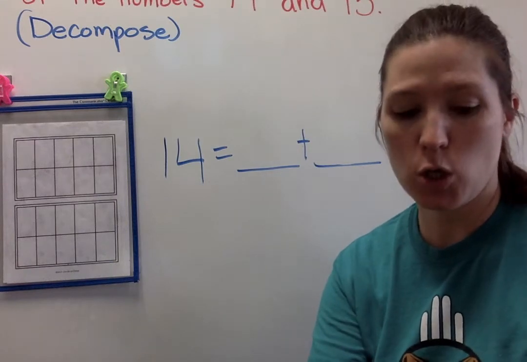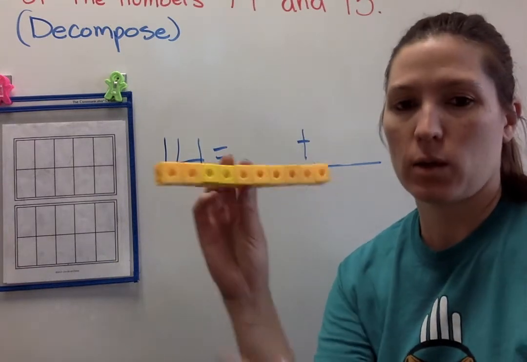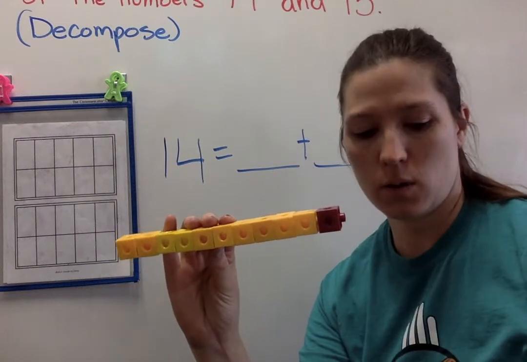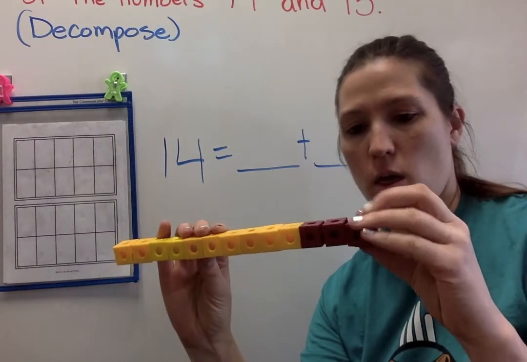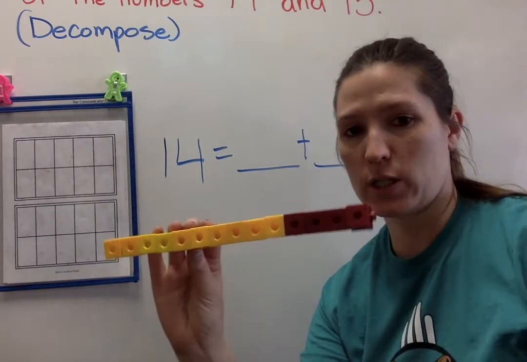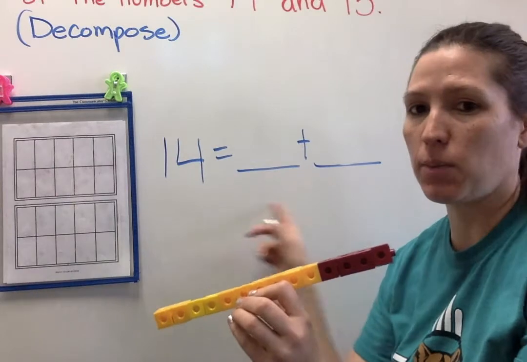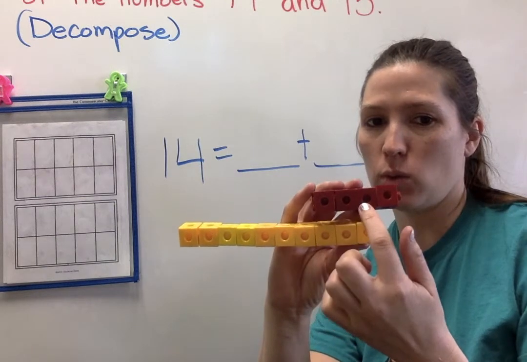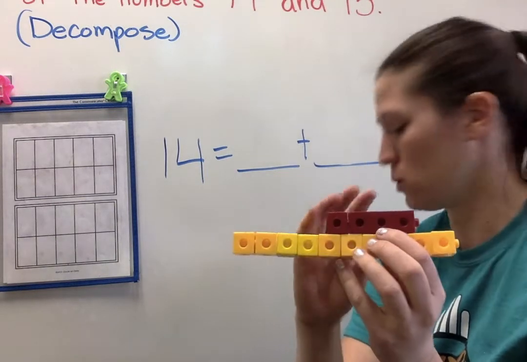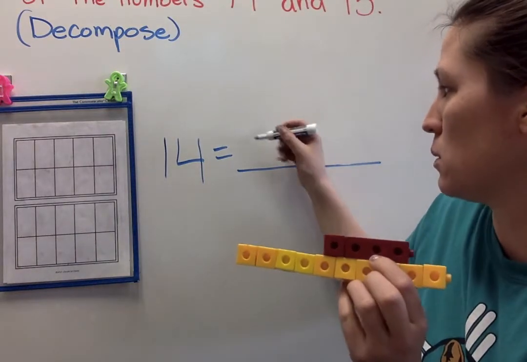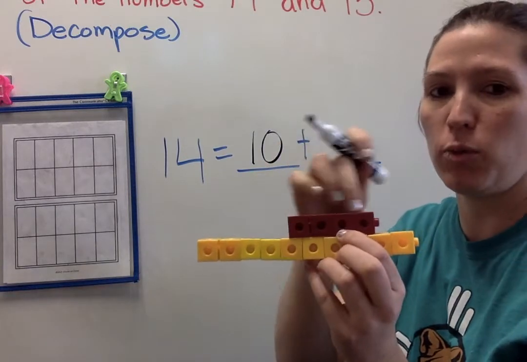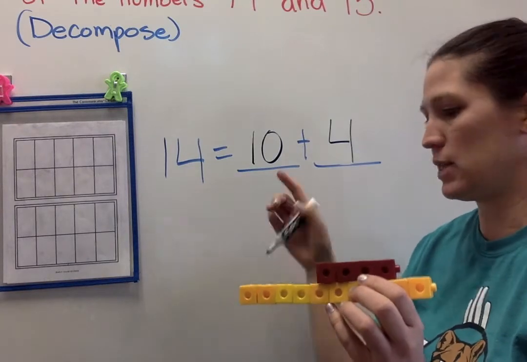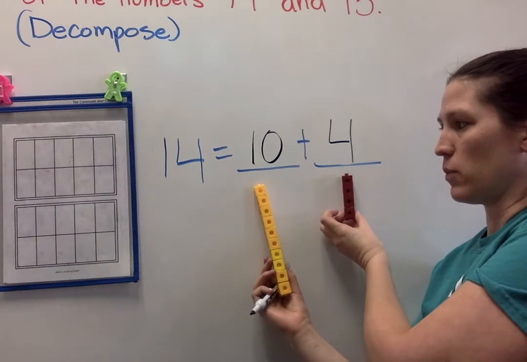I'm going to use my cubes first. So I linked 10 together, and I'm going to go all the way to 14. 10, 11, 12, 13, 14. I made 14. Now I need to decompose it, break apart. I have a group of 10 and a group of 1, 2, 3, 4. A group of 4. Now I need to write those numbers. I have a group of 10 yellow plus a group of 4 red. 14 equals 10 plus 4. The 10 comes from this group. The 4 comes from this group.